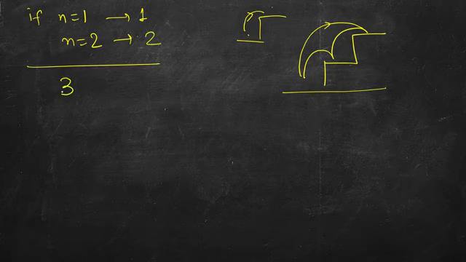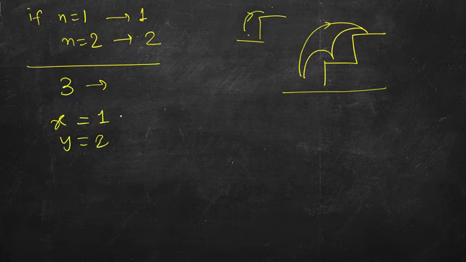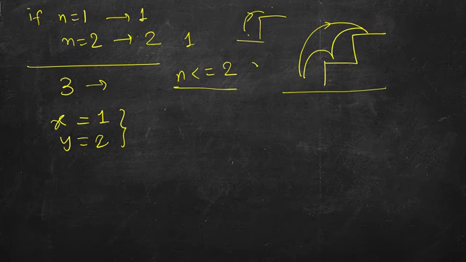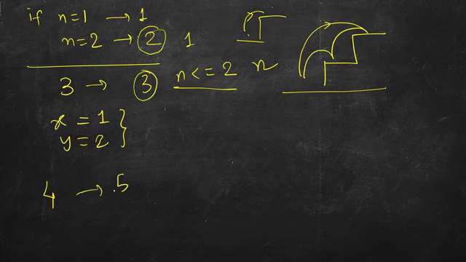And from 3 onwards, we already know 1 and 2. So we can keep two values, x equal to 1, y equal to 2. And n is guaranteed to be at least 1, it is not 0 or negative, it's mentioned. So if n is less than or equal to 2, you return n. And if n is more than 2, you return the sum of the previous two values. So for 3 it will be 1 plus 2, that is 3. For 4 it will be the solution for 3 and 2, that is 5.